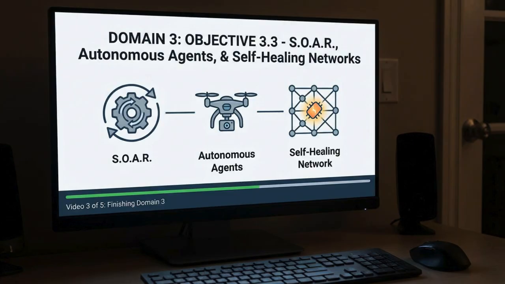But can we automate the fix? In the next video, we finish Domain 3 with Objective 3.3. We are talking about SOAR, autonomous agents, and the self-healing network.